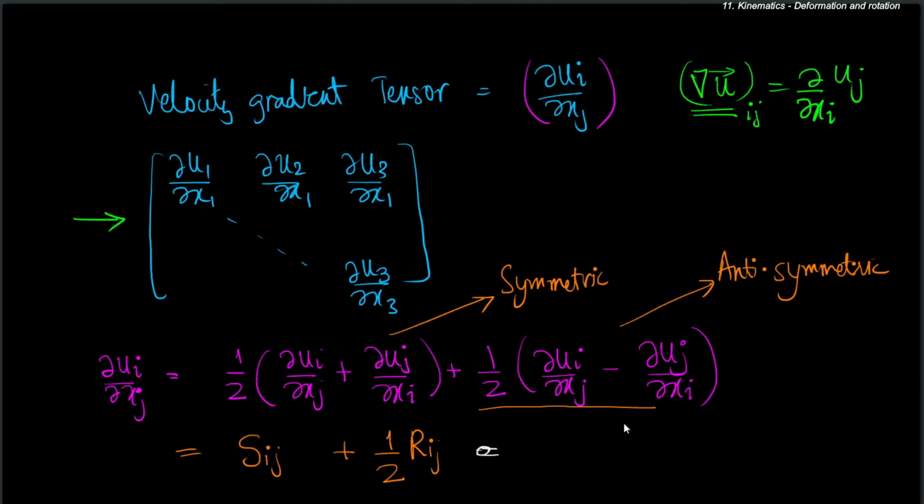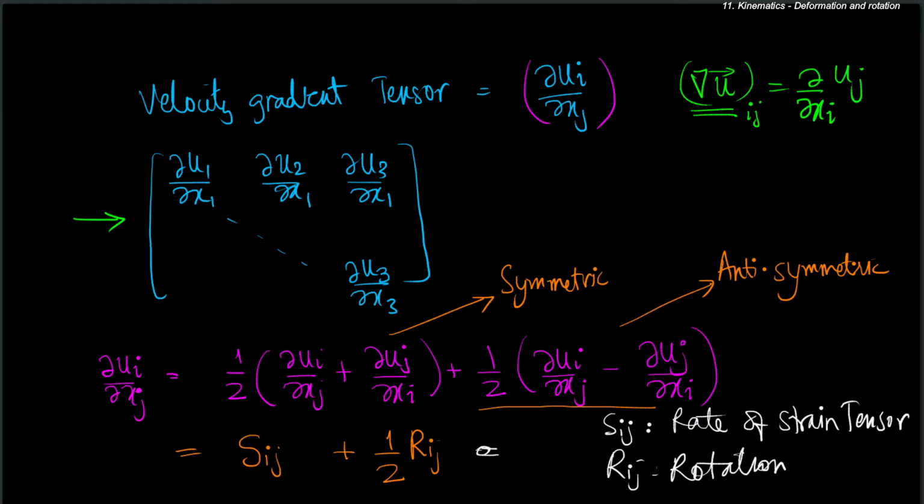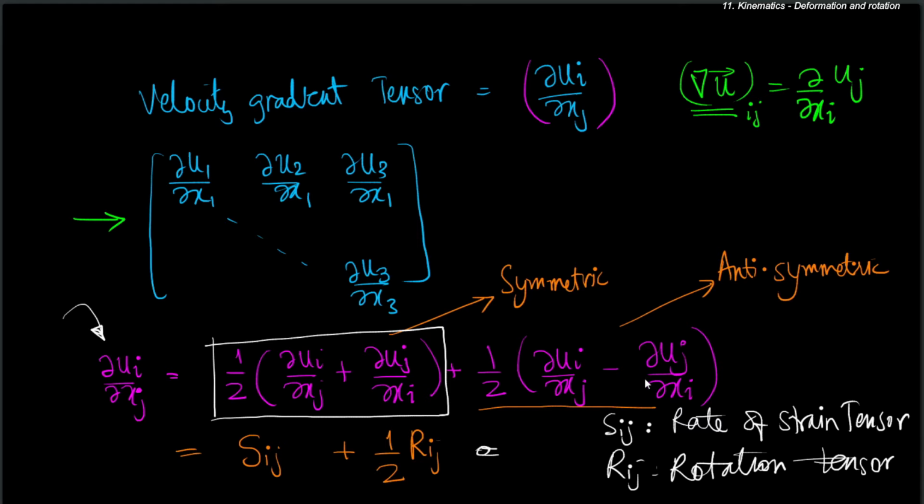Okay, so S is called as the rate of strain tensor, and Rij is called as the rotation tensor. And there's a reason for calling these as rate of strain tensor and a rotation tensor, and it will be clear in what follows. However, for now, it is more important for us to recognize that this particular decomposition of the velocity gradient tensor is quite important.